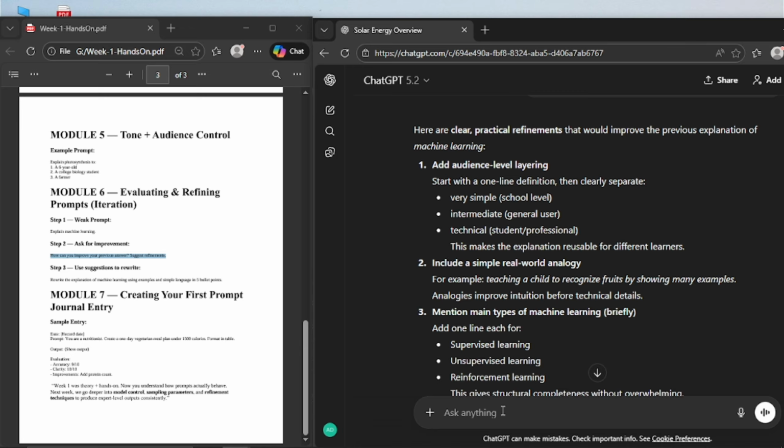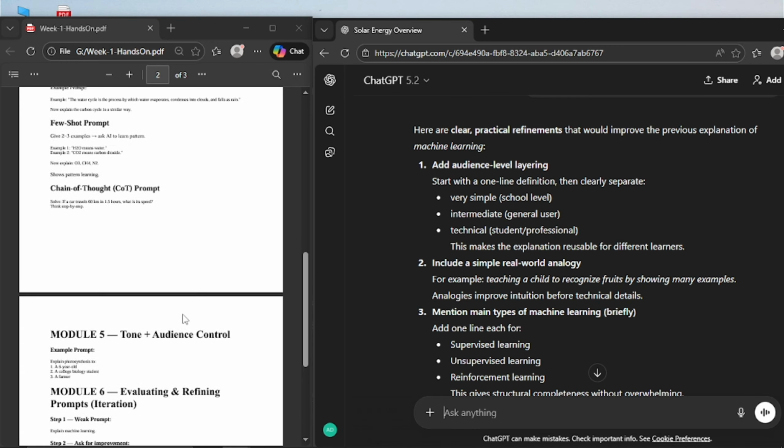Include a simple real world analogy like teaching a child, okay, and mention the main type of machine learning. What is the type of machine learning you want? So this is how, based on this, you can refine your answer for the next level, next prompt. Okay. So the final one is creating your first prompt journal.